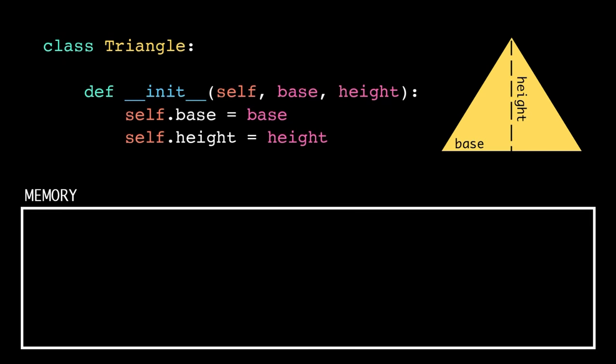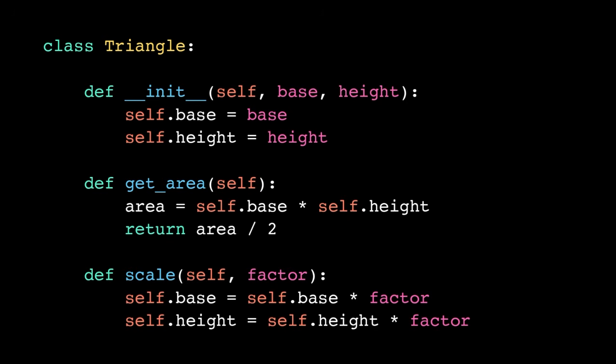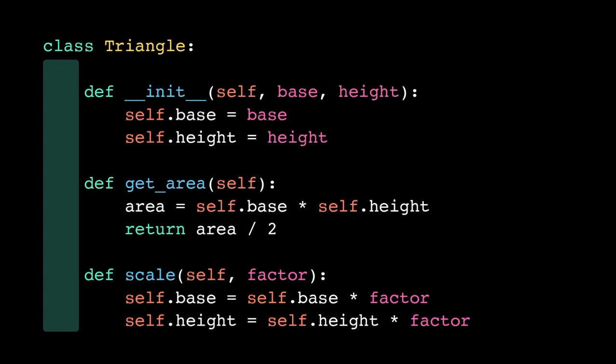How does the computer represent an object in memory? And what happens when we call a method? Our program starts with a class definition that defines a triangle type. Similar to a function definition, when the computer encounters a class definition, it doesn't directly execute all of this code.